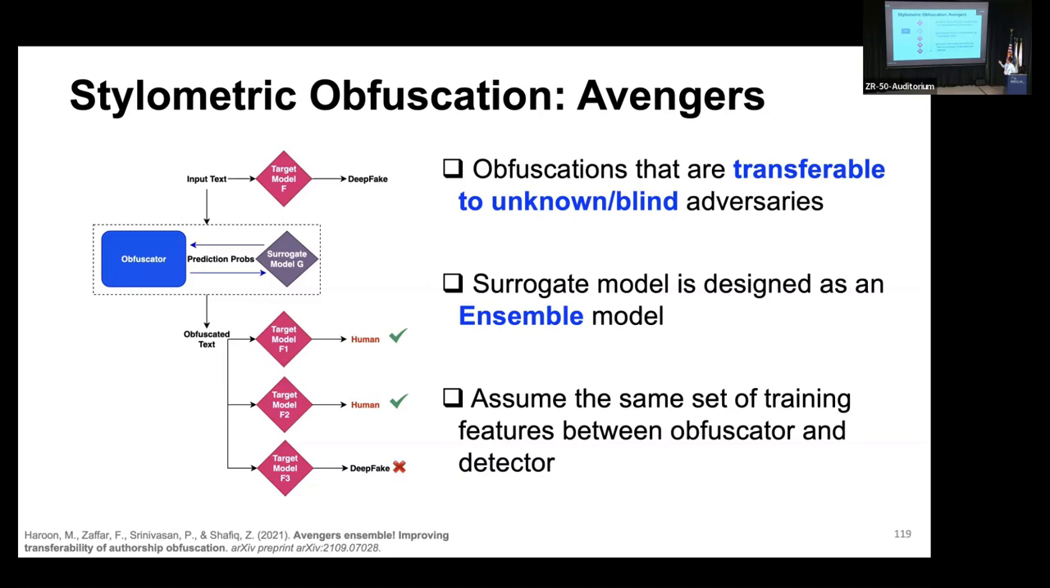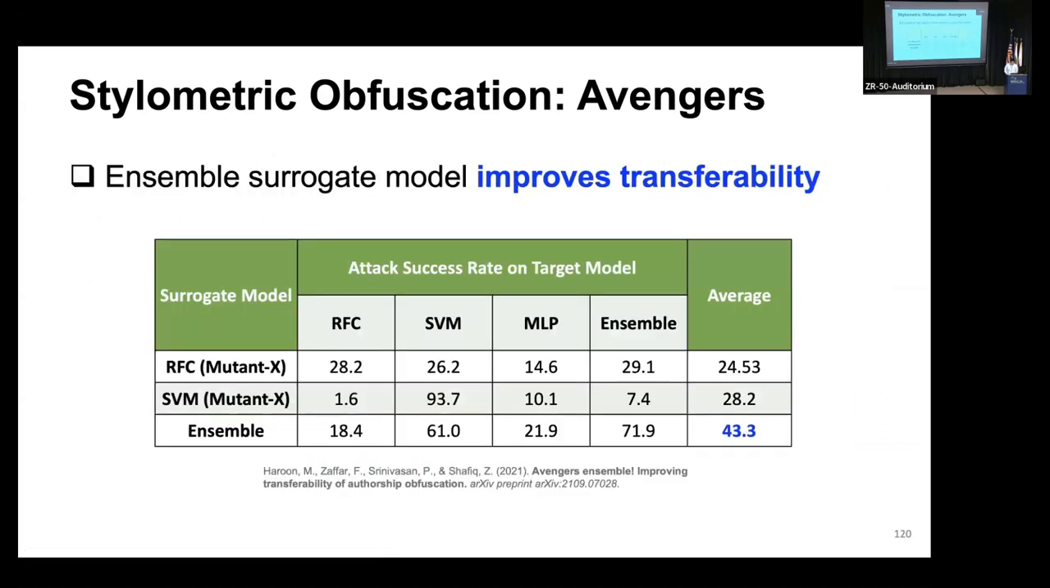And they assume the same set of training features between obfuscator and detectors. So you can see on the diagram on the left, the obfuscator first queries the surrogate model Z many, many times to fine-tune the obfuscation text. And this obfuscation text is able to fool two out of the three target detection models. These techniques also help improve transferability.